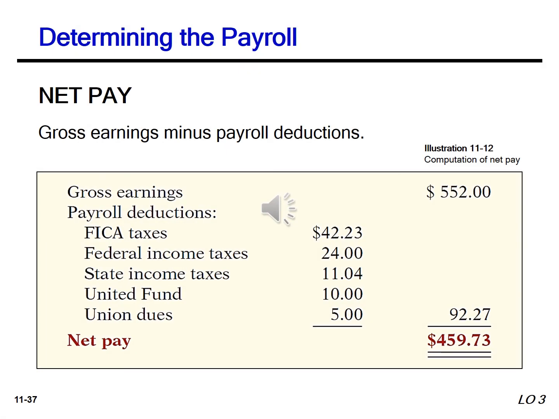As I mentioned before, calculating the net pay of an employee requires you to figure out their gross earnings and then deduct their payroll deductions. Here, we have gross earnings of $552 and payroll deductions as illustrated in the calculation. We have FICA taxes of approximately $42, federal income tax of around $24, state income tax of $11, United Fund of $10, and union dues of $5. Then you take all of these deductions and subtract them from the gross earnings and you get to your net pay figure.